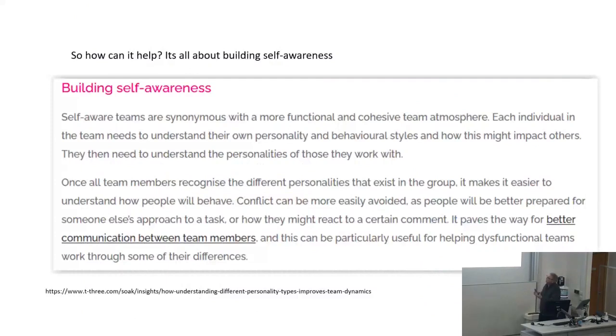So how can this sort of thing help? It's all about building self-awareness in the first place. If you're self-aware about yourself, you then understand how you might have an impact on other people. If you can make your team self-aware of it, then it becomes more functional and cohesive, particularly in times of stress, which is where you really need it. So each individual in the team needs to understand their own personality and behavioural styles, and more importantly, how that might impact other people in the team.